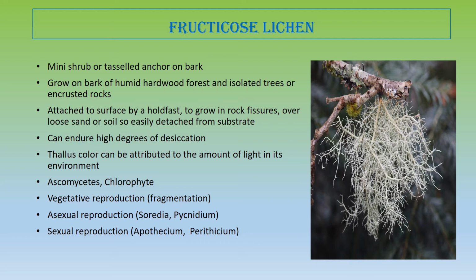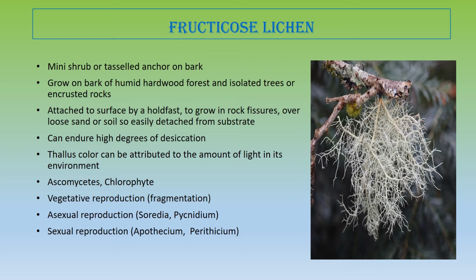So it is very easy to remove the fruticose lichen as a whole, intact, from the substratum. This type of lichen is very tolerant to a high degree of desiccation, and it has various colors, but the color is mainly dependent upon the amount of light. If the light is high, then it will have a good color, and if it is subjected to a very low amount of light, it will be much paler.